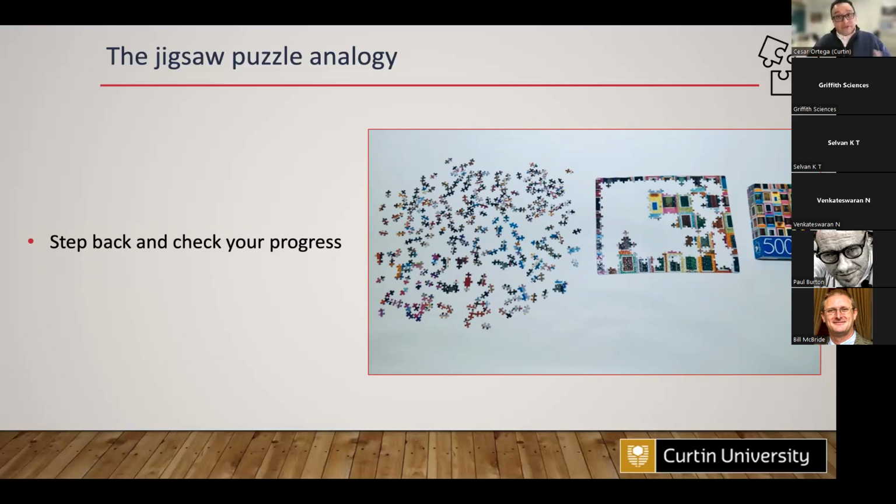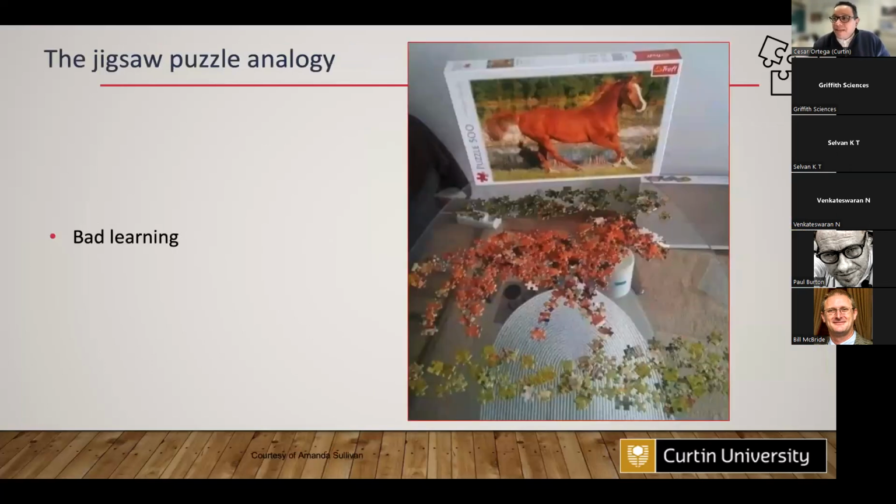And sometimes, those of you who put jigsaw puzzles together probably have experienced that when you have been struggling for a bit, sometimes hours, finding something, then you just step back and suddenly you start seeing the puzzle with different eyes, and immediately you start finding pieces that you thought were lost. Sometimes it happens. And then the jigsaw puzzle is also a very good analogy for bad learning, right?